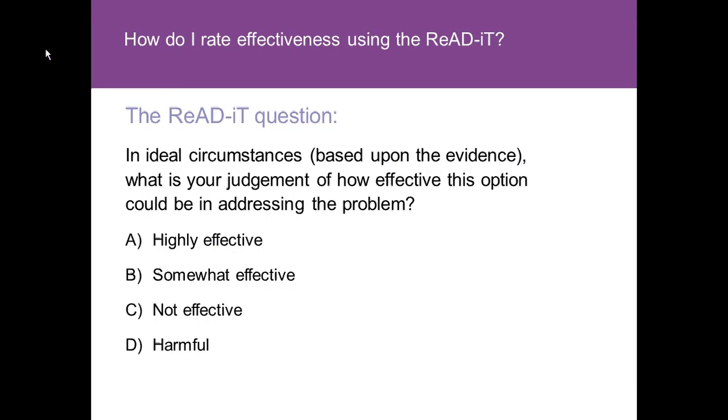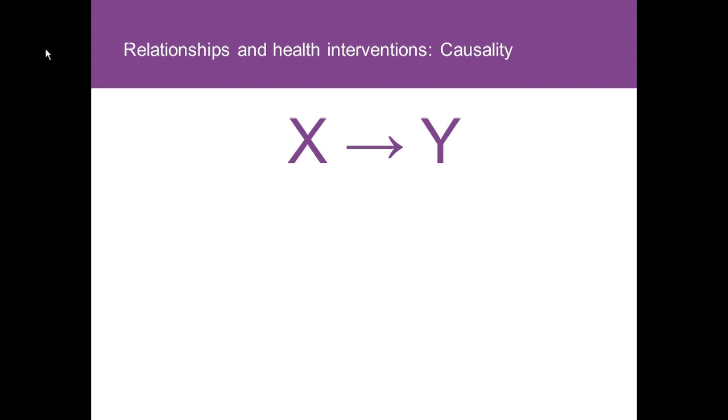The Resource Allocation Decision Tool will ask you a question similar to, in ideal circumstances, based upon the evidence, what is your judgment of how effective this option could be in addressing the problem? Is it highly effective, somewhat effective, not effective, or harmful? Essentially, this question is asking you to make a statement about causality. Does X cause Y? Does a certain intervention cause a certain effect?